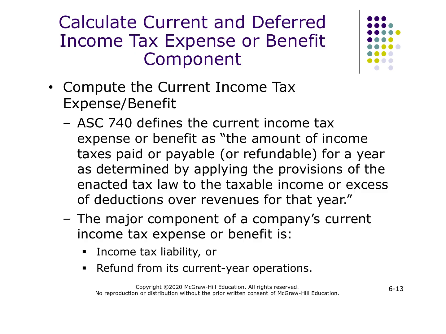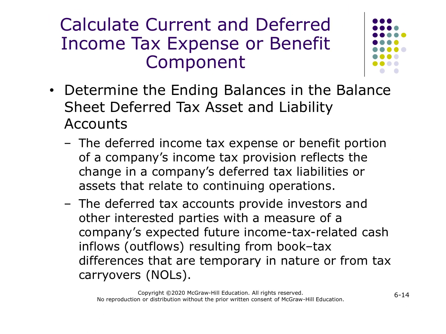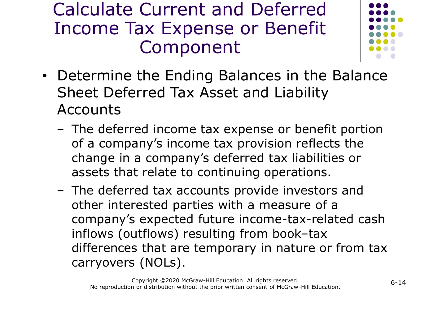All right, so this slide again touches on some of the theory behind ASC 740, but let's remember that the major component of a company's current income tax expense or benefit is income tax liability or a refund from its current year operations. Also remember that when we're talking about the ending balance, all right, what we have to pay attention to is the change in a company's deferred tax liabilities or assets, okay?